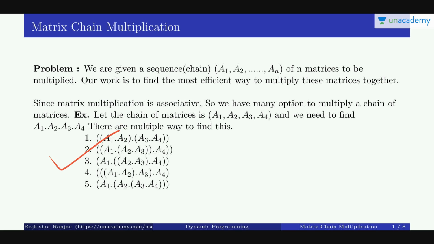Similarly, we can think about the second way. In the second way, we are multiplying first A2, A3, and then the matrix formed after the multiplication of A2, A3 will multiply with matrix A1 and then with A4. So this is another way. We can see similarly the third way, fourth way, and fifth way also.